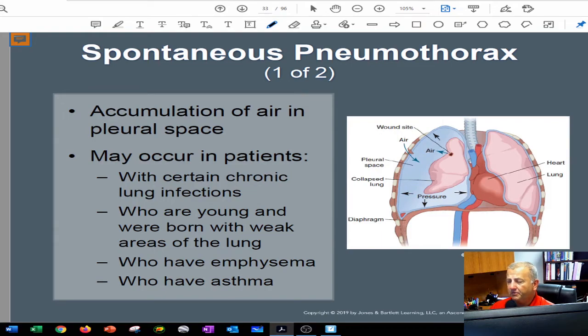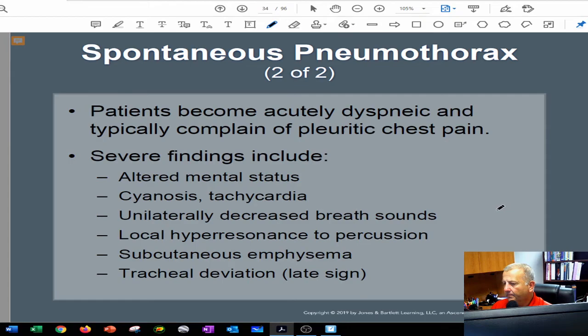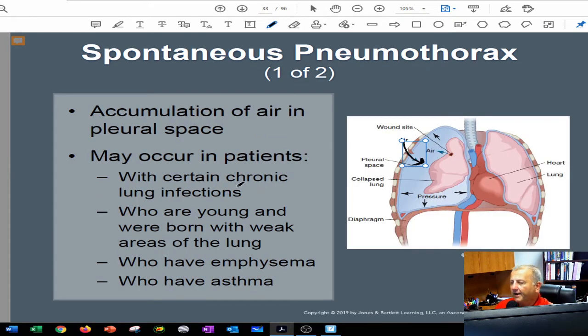Here's the spontaneous pneumothorax I was talking about earlier. See, you have air that's being drawn in because of the vacuum created. And once that pressure increases so much, it will collapse the lung. A spontaneous pneumothorax is usually one that happens inside the body itself. There is no injury to the pleural space.